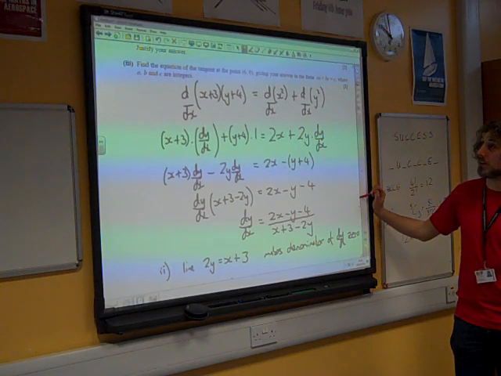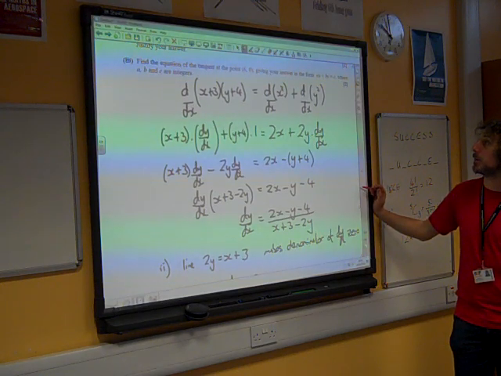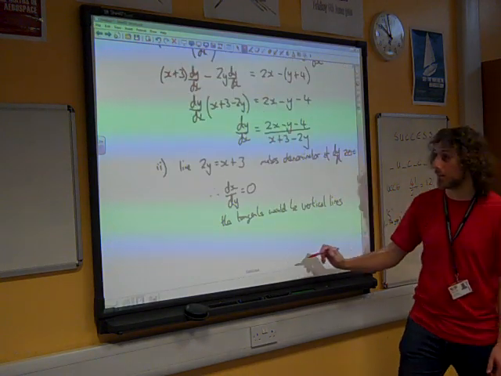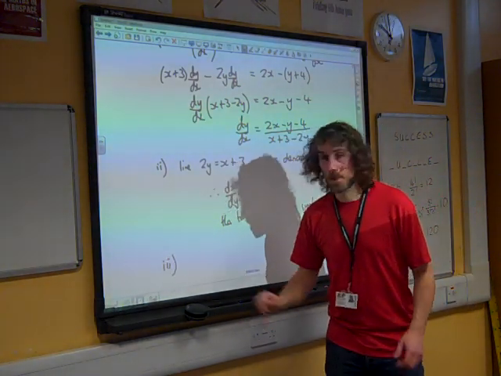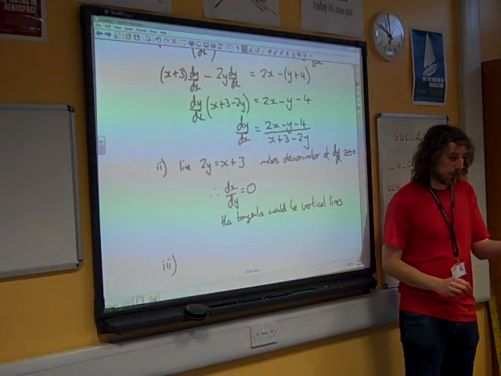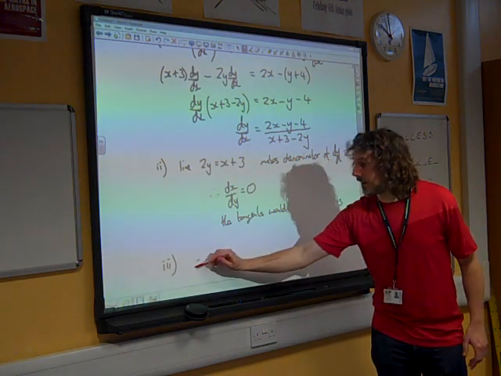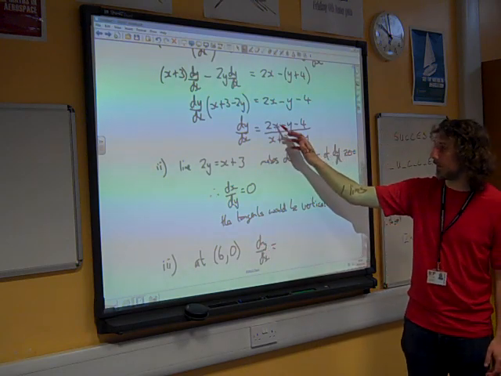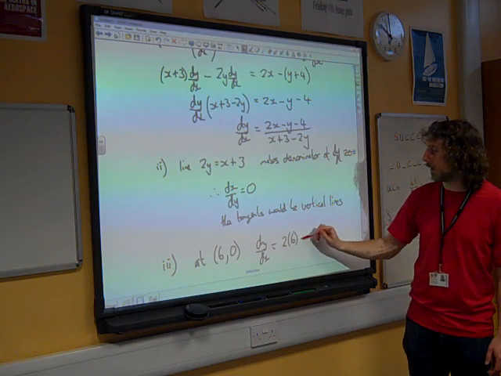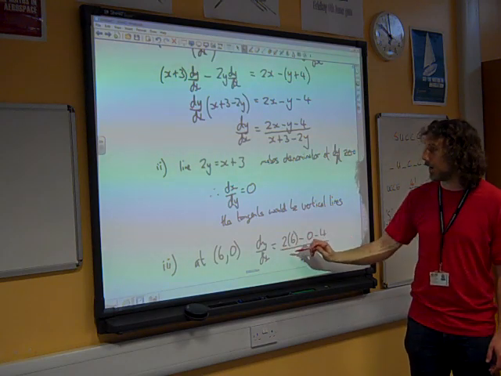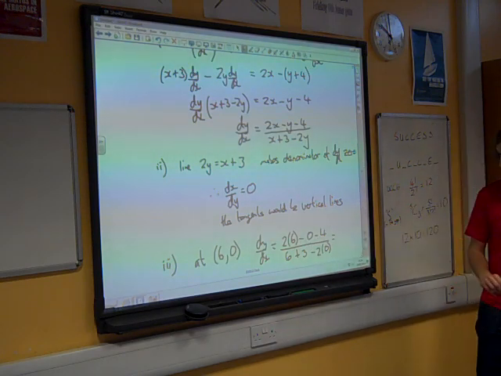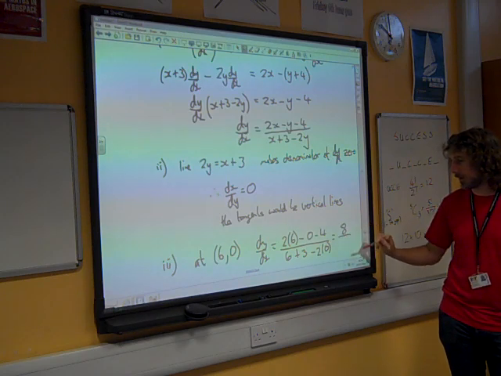Find the equation of the tangent at the point (6, 0), giving your answer in the form ax + by = c, where a, b and c are integers. Right. At the point (6, 0), we need to know what the gradient is at that point, don't we? So that we can do something with it. At the point (6, 0), dy/dx is, subbing things in here, (2 × 6 − 0 − 4) over (6 + 3 − 2 × 0), which is, what is that? Is that 8 over 9?